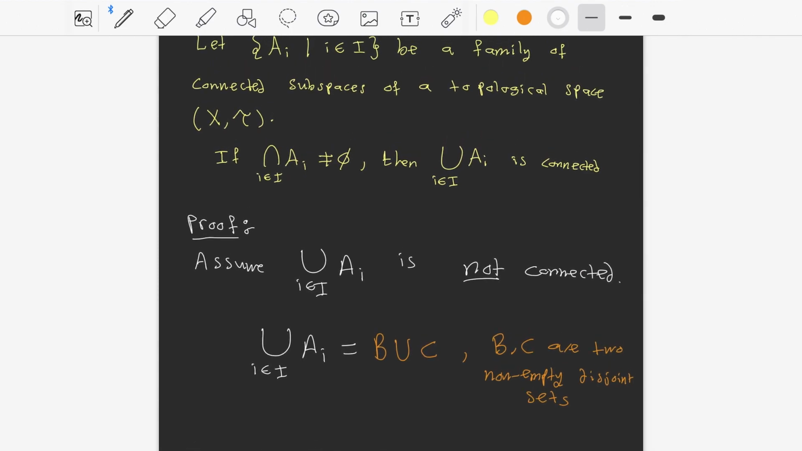Now, without loss of generality, let's say that x is in B. Of course, it is only in one of them, either B or C. It cannot be in both because B and C are disjoint. So we'll assume it is in B. The same proof will go if we assume x is in C.